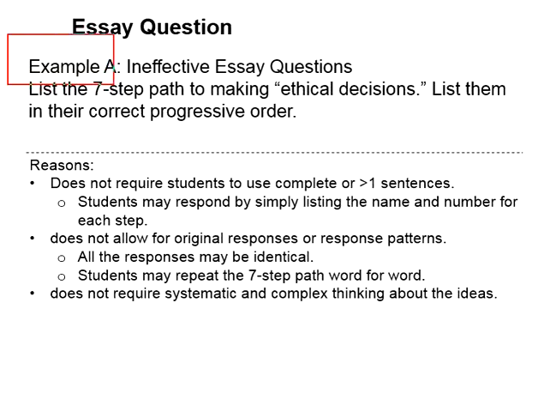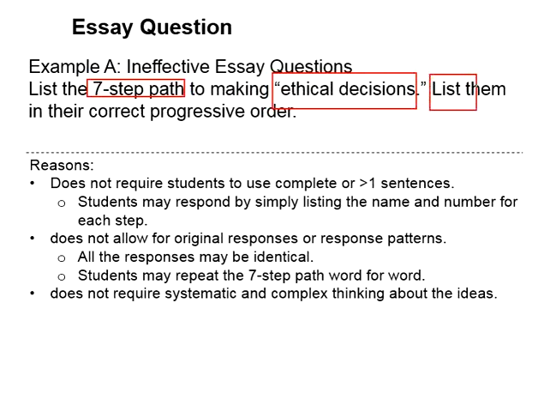Example A here is an ineffective essay question. List the 7-step path to making ethical decisions. List them in the correct progressive order. In fact, this is not an essay question. It seems more like a structured question.